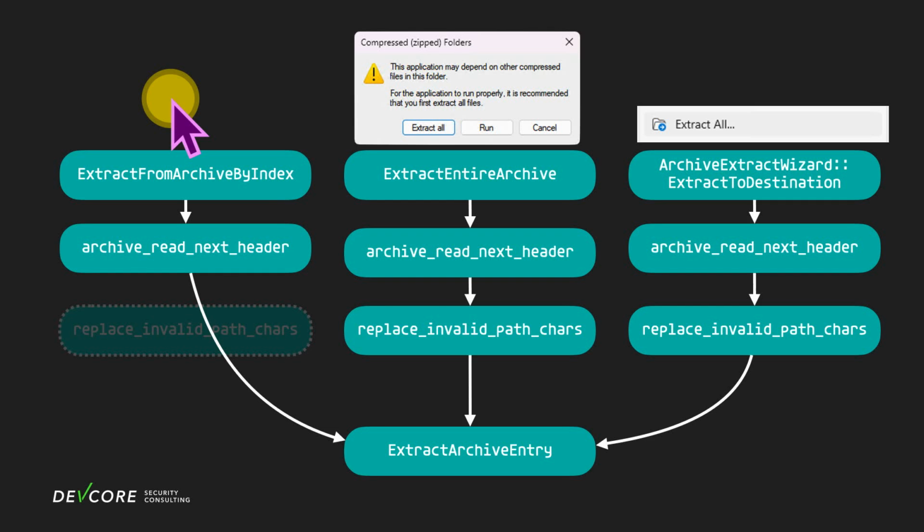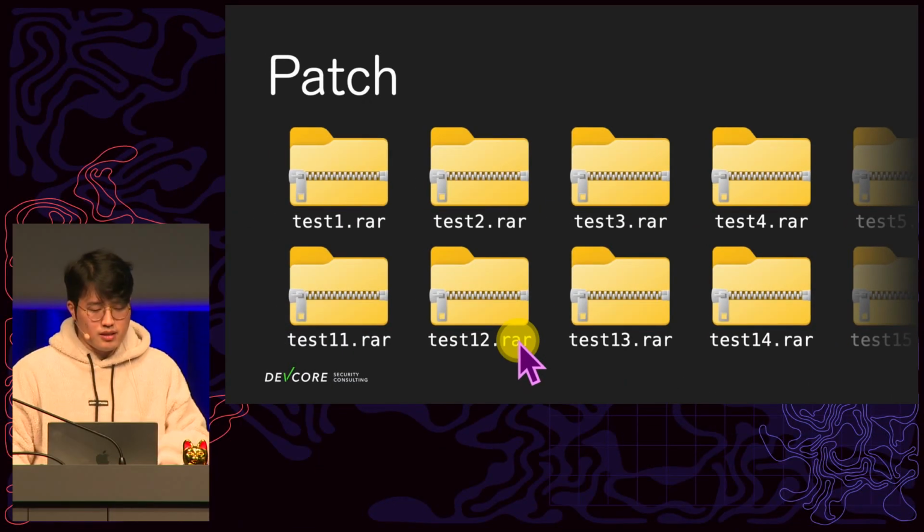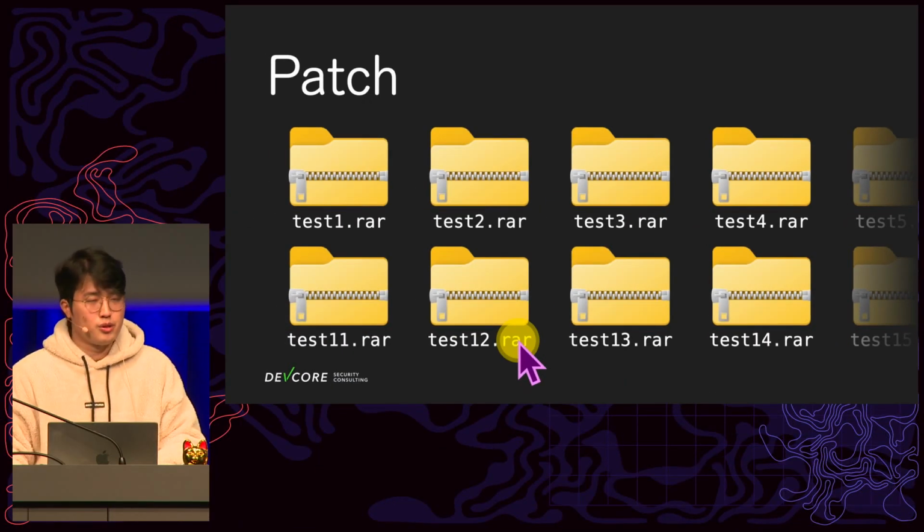After tracing this function, it's apparent they all call the extract archive entry to do the actual extraction. As you can see, only extract from archive by index doesn't sanitize the path. Okay, so that's the root cause of path traversal, because it forgot to sanitize the path. And several months later, Microsoft patched the vulnerability. So we test to see if the patch works or not.